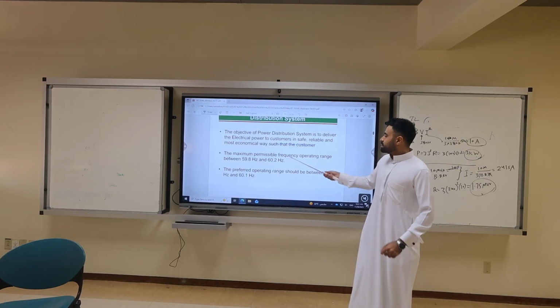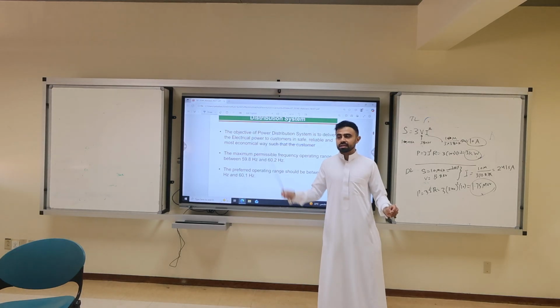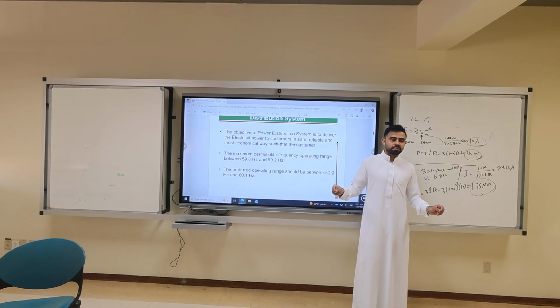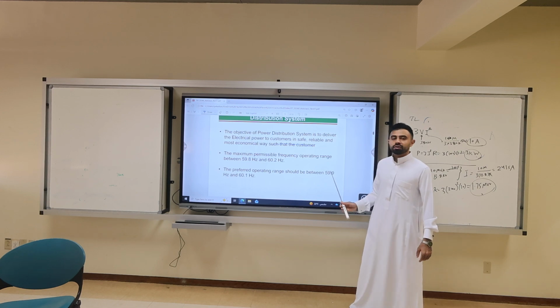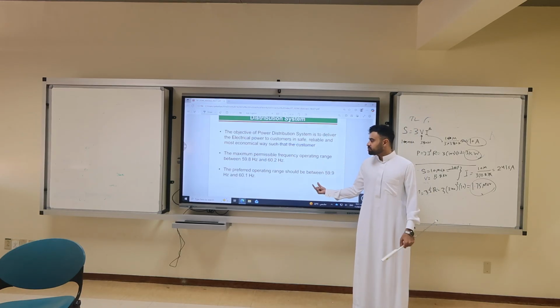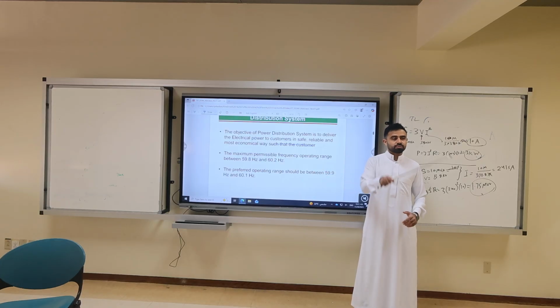The maximum permissible frequency is between 59.8 and 60.2. This is the Saudi Electricity Company standard. The preferred one is 59.9 and 60.1. So the band here is 0.2, the band there is a 0.4 range. You see why it's 0.4 and 0.2?